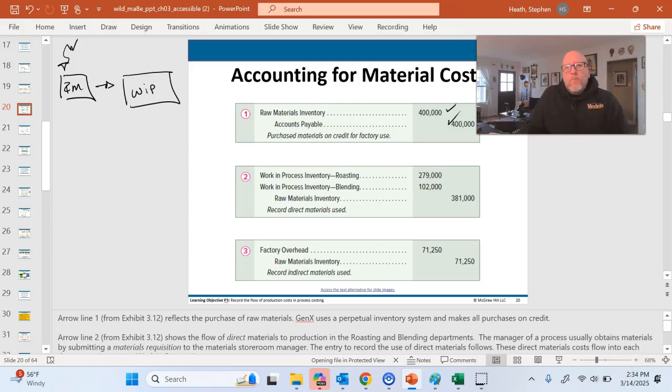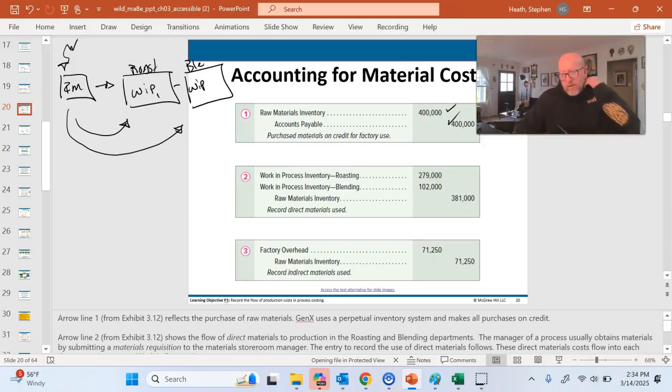Then we're going to move some raw material into different production processes. So raw material is going to go into the first work in process. And then remember, in process costing, there's two work in processes. The first one is roasting, and the next one is blending. And so we're just taking raw material out and putting it into the two separate work in processes. It's different material that we would use in the roasting process compared to the material that we would use in the blending process.